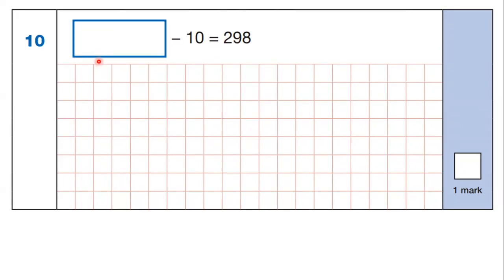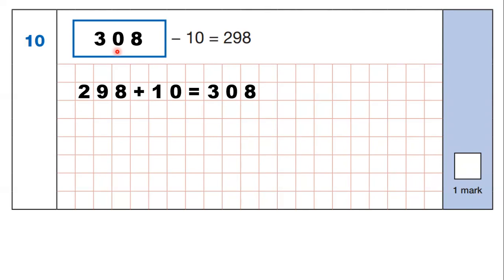Question 10. Something take away 10 is 298. So when the first number of a subtraction is missing, we need to use the inverse operation to get our answer. So we need to work out 298 plus 10, which is 308. So that's our missing number. And then we just check that what we've written makes sense. And yes, 308 minus 10 is 298.